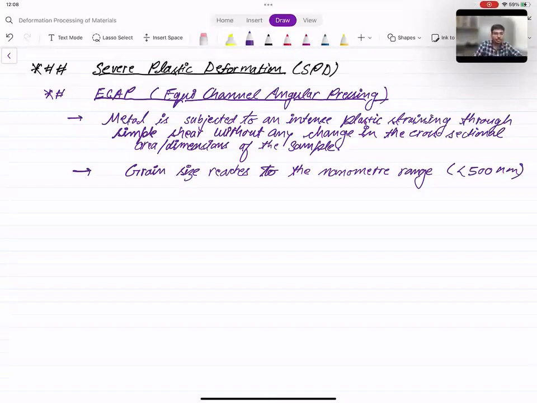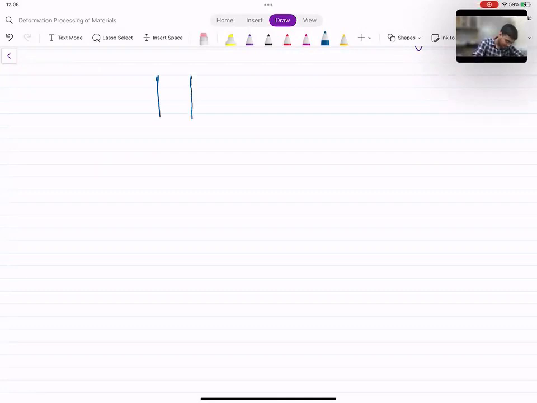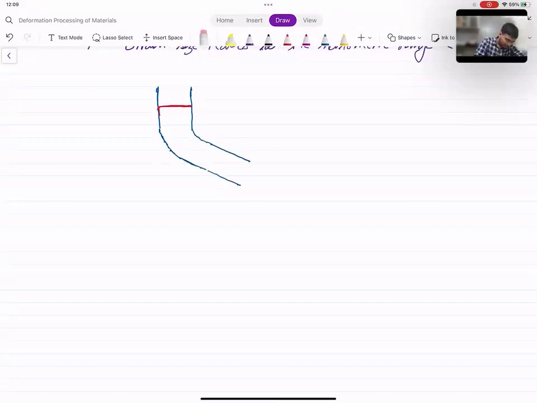Okay. So now let us see through a schematic how this is carried out or how this is done. Say we make channels. Say this is a channel, and this will have a bend that will cause the deformation or lead to the deformation. Okay, so this will be something like this. This is the channel through which the sample will be passed. Say this is our sample.